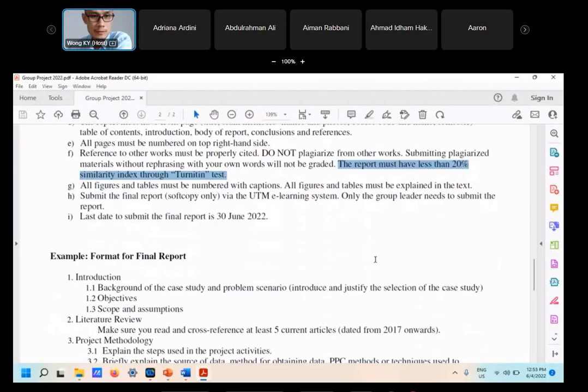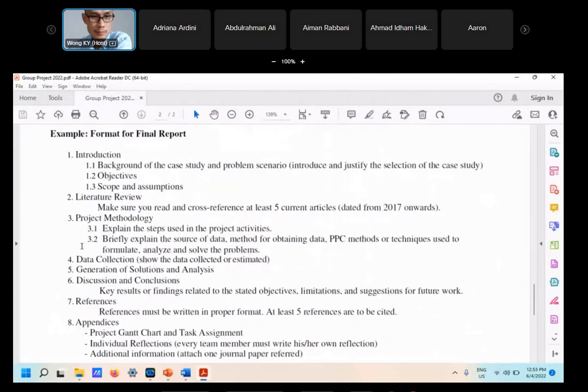The format of the final report: these are just example guidelines. You can follow this, or if you want to modify this, it's also fine. But try to stick with this. Try not to go too far from this format.